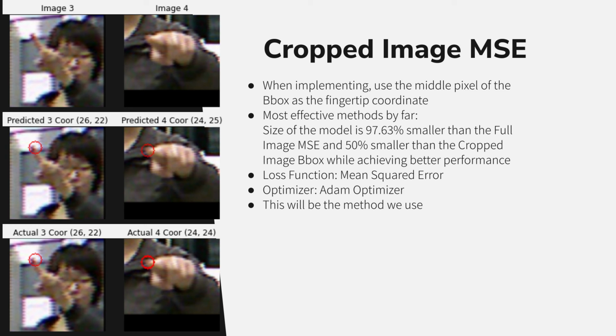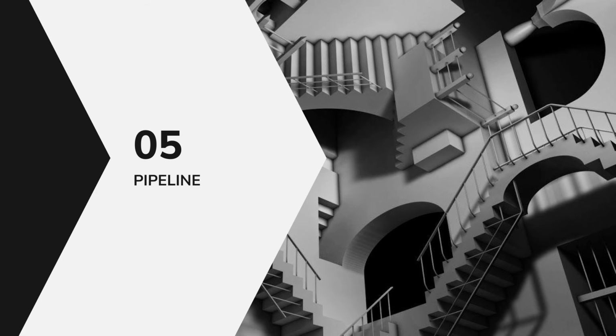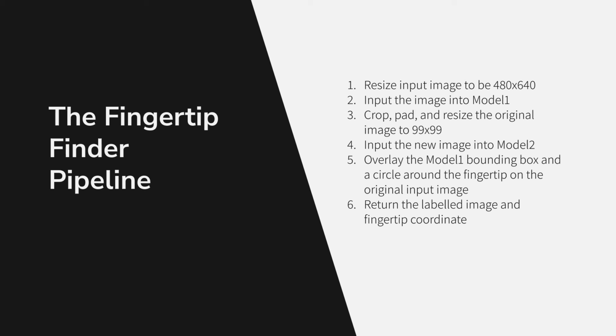while being far more efficient. So now that we've discussed both models, it's time to discuss the overall pipeline of Fingertip Finder. The first step is we input the image into the function and we resize that image to be 480 by 640, so that it matches our Model 1 input. Then we put it into the model and the model returns the mask that it predicts. And using that mask, we're able to crop our original image to the bounding box of the mask, pad it to be a square image, and resize it to be 99 by 99.